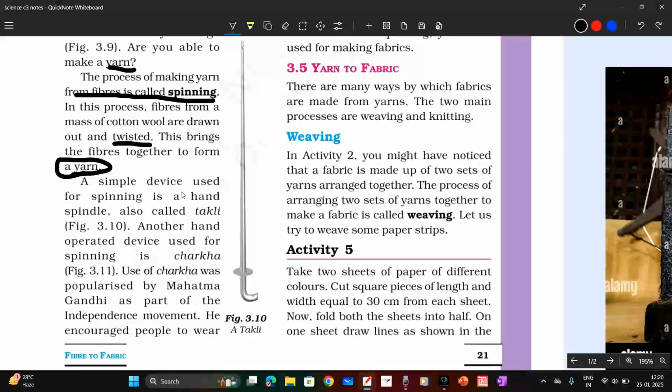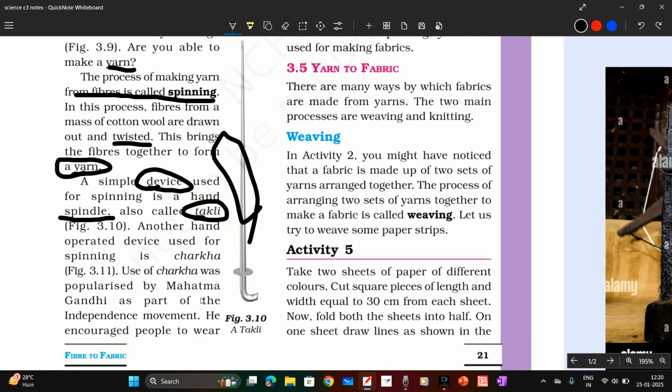A simple device used for spinning is a hand spindle. In earlier years, they made yarn by hand. After that, they invented a device. The device is a spindle, and it is also called a takli. We call it a takli, as shown in 3.10. This is a takli.